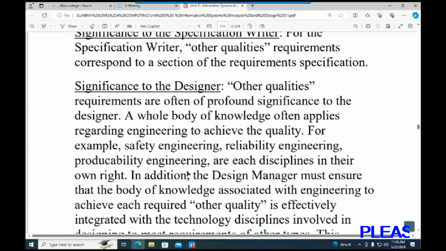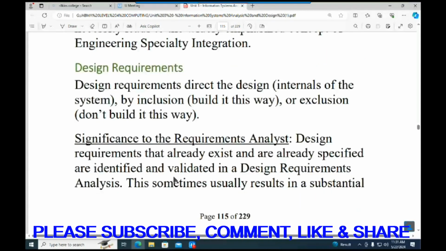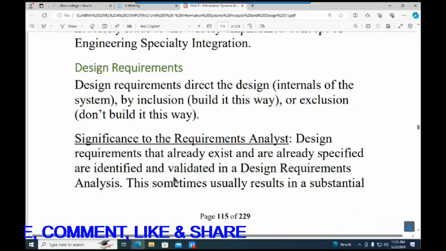They're significant to the designer, because we have the whole body of knowledge that applies regarding engineering to achieve the quality results that are expected. So we have the design requirements that are going to give us directions in terms of the design. And when you talk about design, we are looking at the internal of the system and also the external of the system. For example, they can say the system needs to be built this way, or it doesn't have to be built this way.